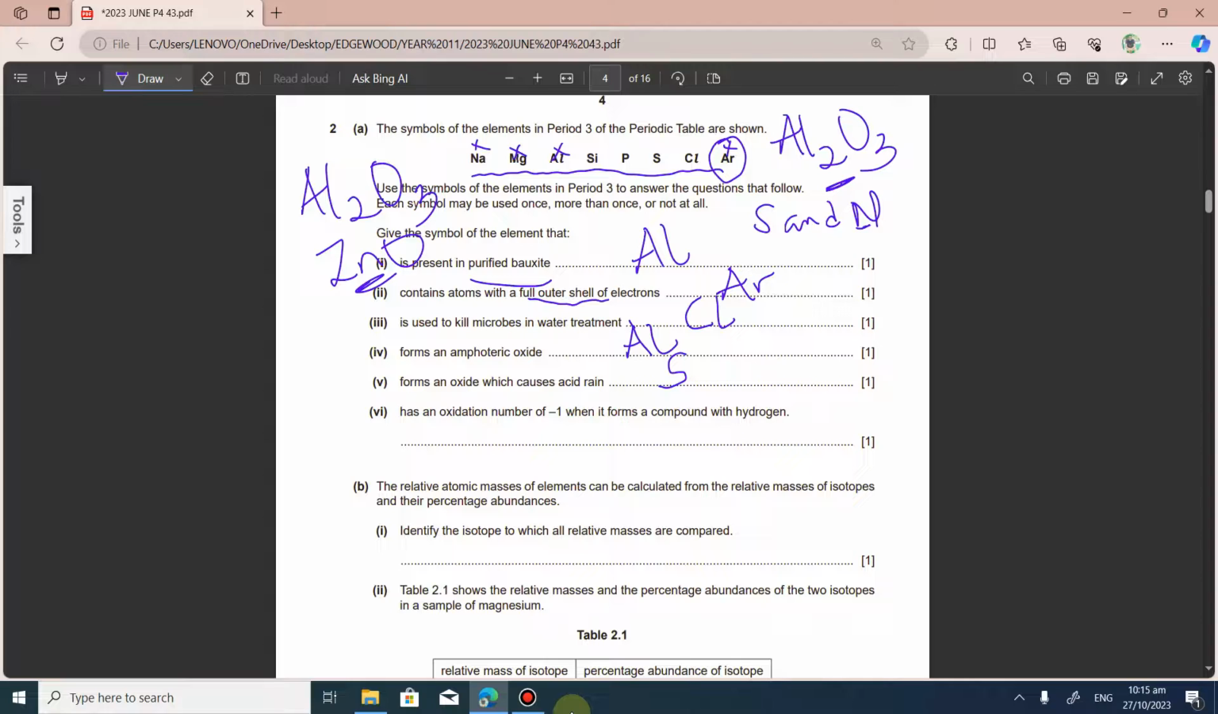For it to be an element with an oxidation number of -1, that means that element has received just one electron. And the likely elements to display such a property are simply the halogens. The halogens are elements that only need one electron to have a full outer shell of electrons. So in this case, which of this list has the halogen there? So chlorine is the halogen. So chlorine will be the answer here.